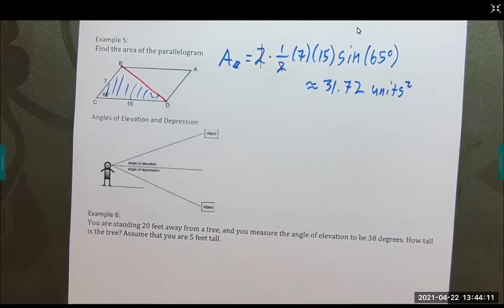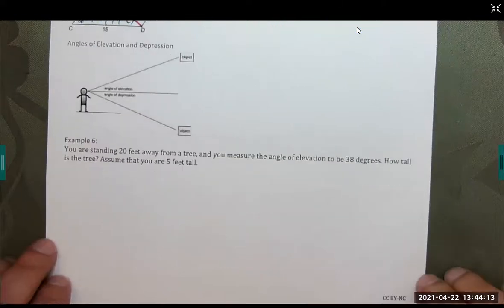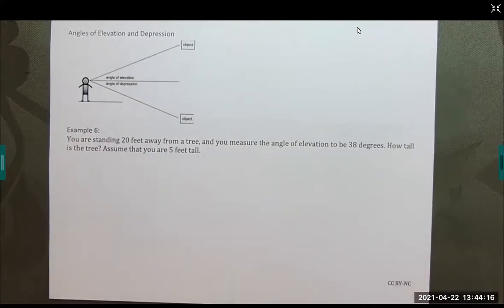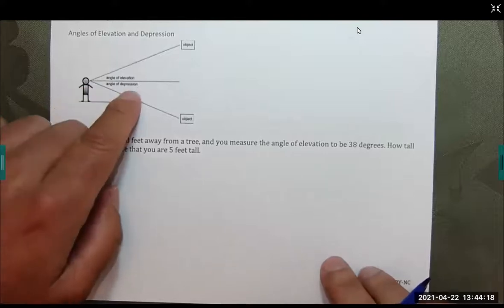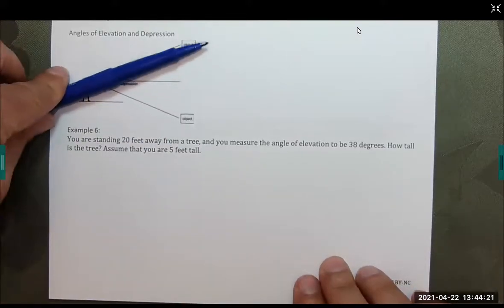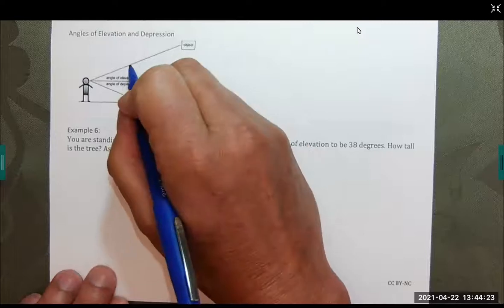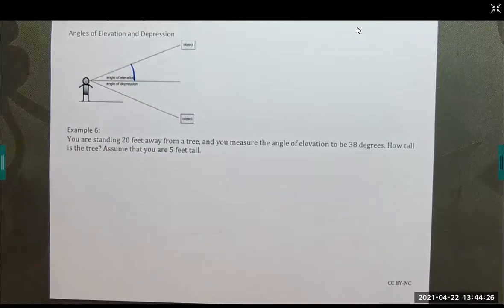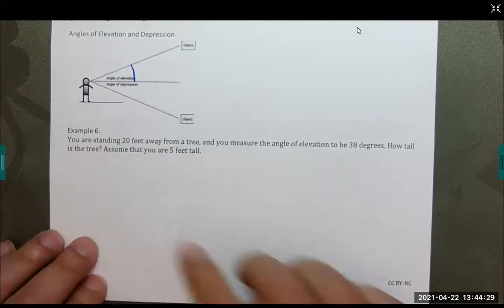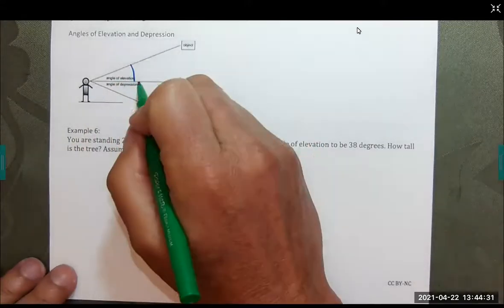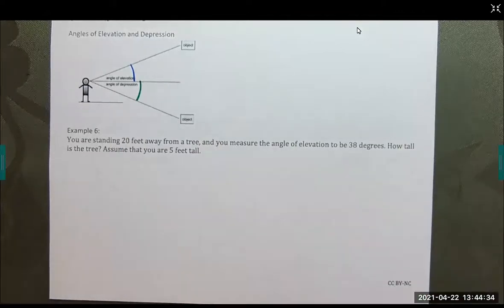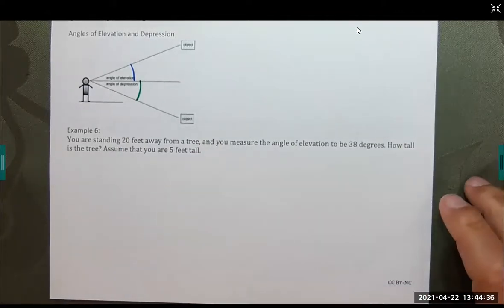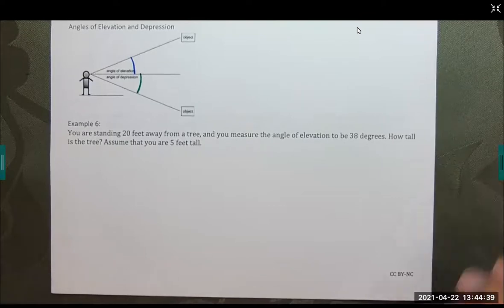All right, next up, we have angles of elevation and depression. And what that means is relative to you looking straight ahead, if you have to look slightly up, the angle of elevation is this angle here. If you have to, as you're looking straight ahead, if you have to look downward, that is the angle of depression. And we're going to do an example right here. You are standing 20 feet away from a tree, and you measure the angle of elevation to be 38 degrees. How tall is the tree?